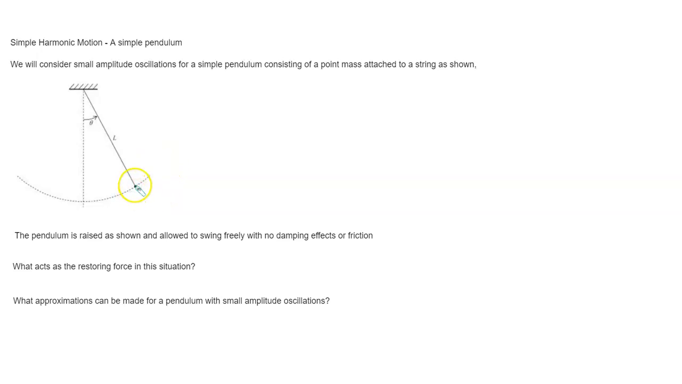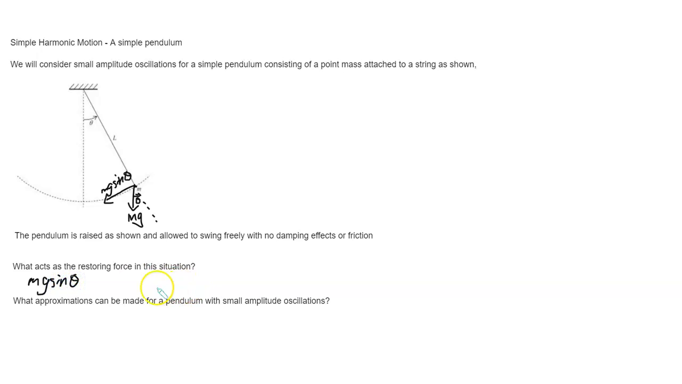So for this case, the main force you have is gravity. But this component of gravity, it's not the entirety of gravity that's going to restore this in this direction. So what acts as a restoring force in this situation? It is gravity, but if you do some similar triangles here and look at these angles, you'll find that this is mg sin theta. Sorry about my handwriting, I'm using my mouse right now. So the restoring force is mg sin theta.